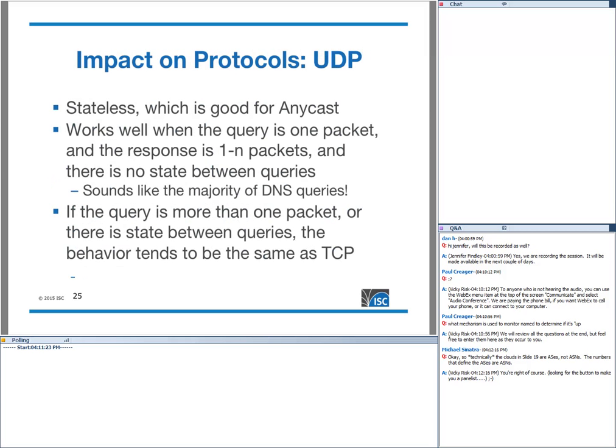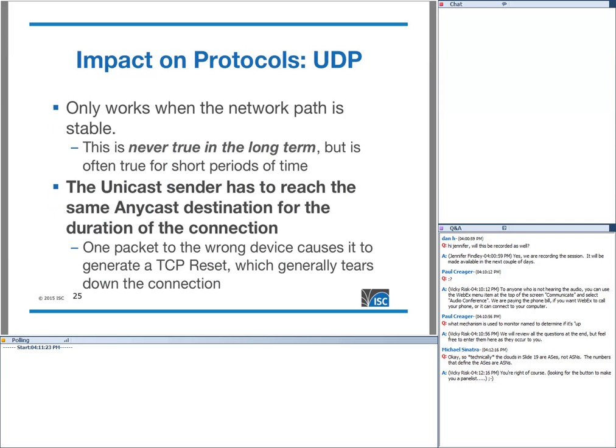So UDP is typically stateless. It's well suited for Anycast, and typically, especially in a DNS environment, the conversations are very short-lived. You simply do a short query, you get your response back, and that's that. And next slide, please. For TCP for DNS, it's typically similar. Typically, the conversations are short-lived, and that works fine.